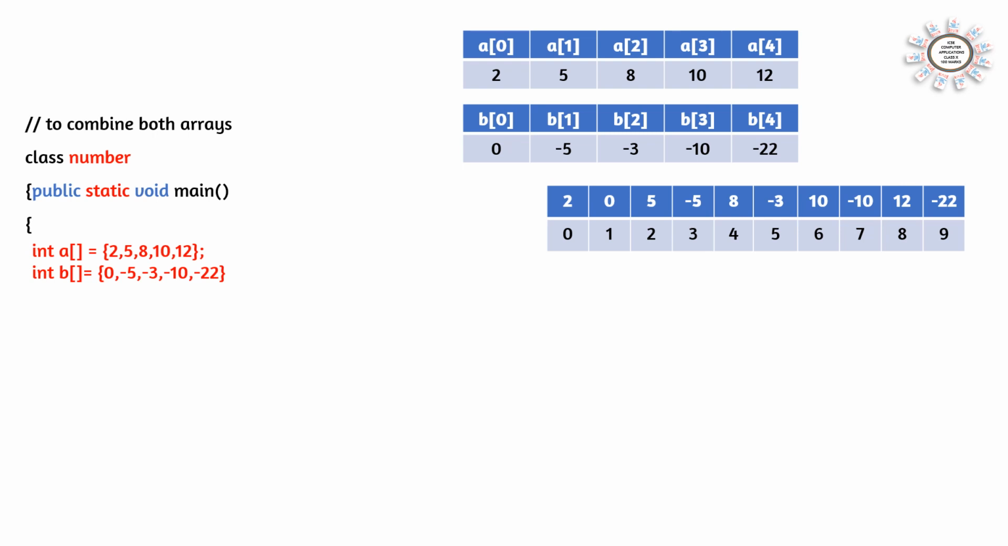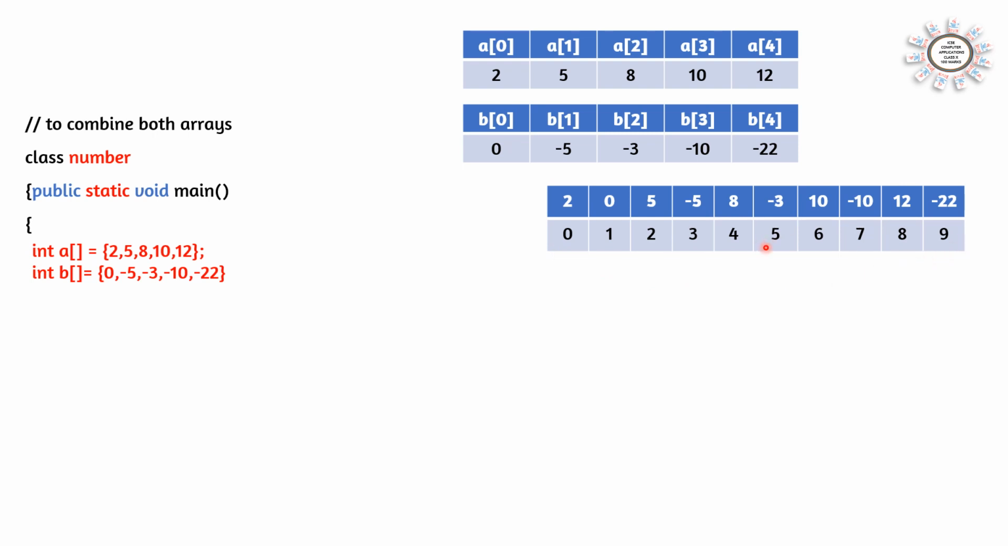That means here we can see 2, the first element of array A, then the first element of array B, again the second element of array A and the second element of array B, the third element of array A and the third element of array B. So like this we are storing in the third array. And now analyze the question, how the elements are stored. Here we can see, starting from position C0 to C9, elements are stored.